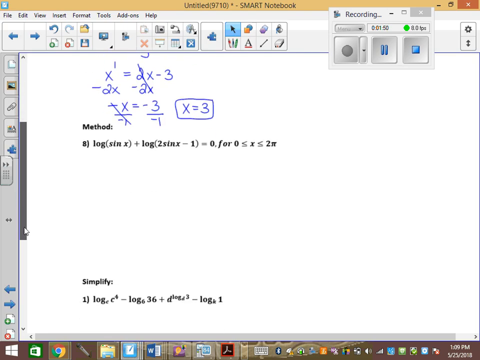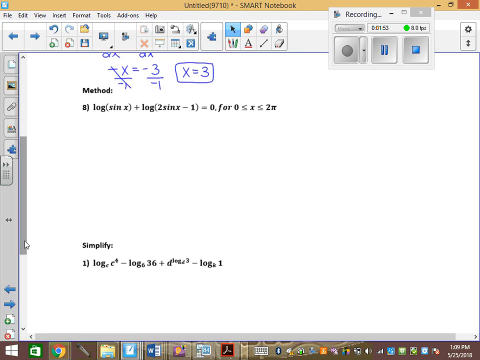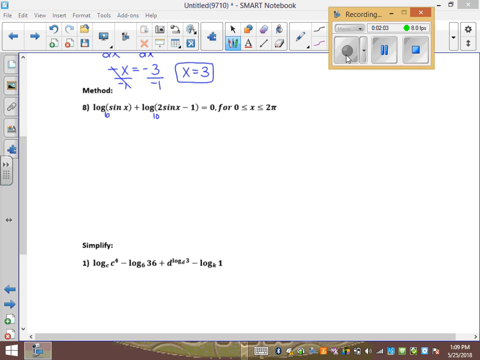All right. The next one, we have 2 logs. They're base 10. Because they're both base 10, we get them on one side, everything else on the other. On the other is 0. Now we can put them together because they both have plus 1s in front of the log, so we can put them together by multiplication. So we have log base 10 of sine x times 2 sine x minus 1 equals 0.